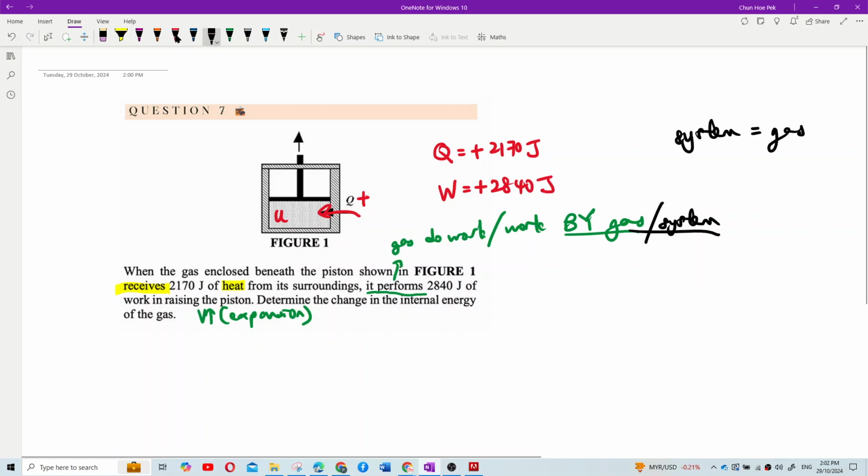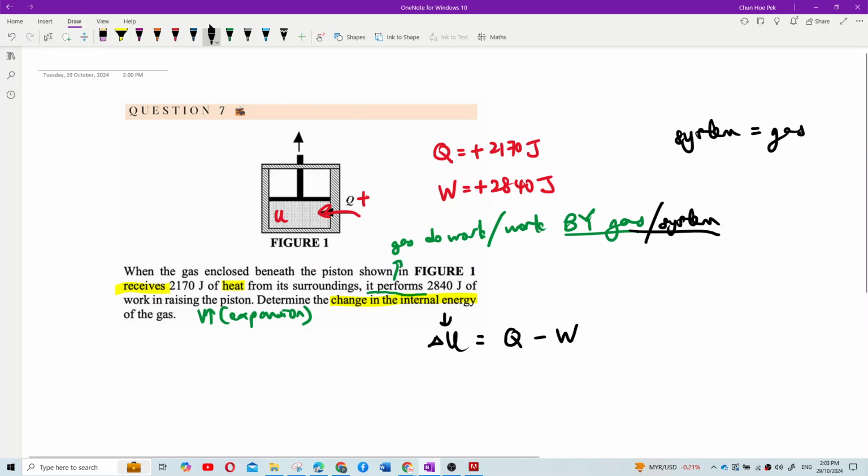Okay, so now let's find out delta U. He asked, what is the change in the internal energy of the gas? That means nak cari delta U lah. It's caused by two factors, caused by the heat and also caused by the work done. So it seems that the energy it received from the heat is less than the amount of work done by the gas, kan? So what do you think? Mestilah dia hilang tenaga, because the energy it received is less than the amount of work it does. So its internal energy should get a negative value.